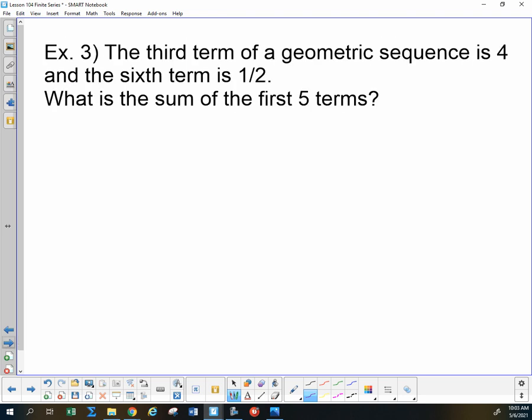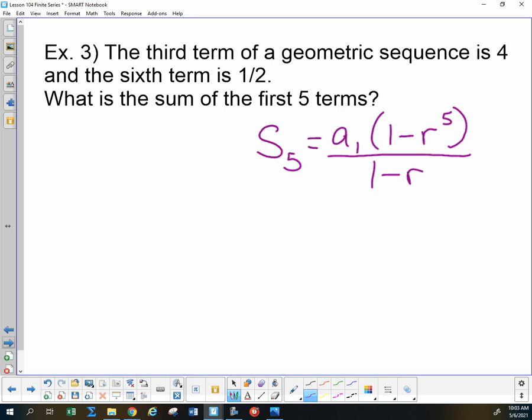Okay, this time, again, we want the sum of 5 terms of a geometric series. So once again, we want to use our geometric formula. So I'm going to need the first term, 1 minus r to the n, so it's going to be 1 minus r to the 5th over 1 minus r.